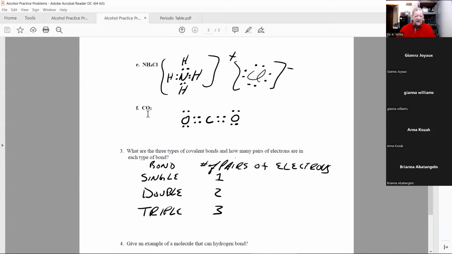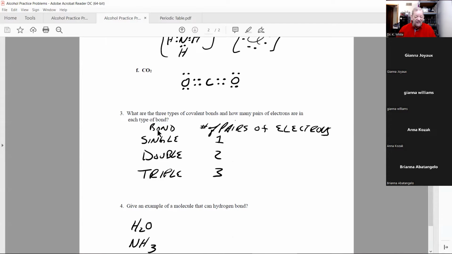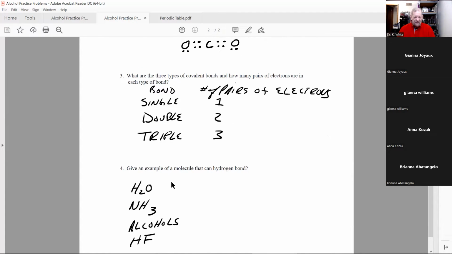By the way, here's carbon dioxide. If you notice, what type of bond is between oxygen and carbon? A double bond. And there are two double bonds. Now, as I said earlier, not later, earlier, bad Dr. White, what are the three types of covalent bonds? You should know the names and how many pairs of electrons each covalent bond has. Single bond, one pair, double bond, two pair, triple bond, three pair.